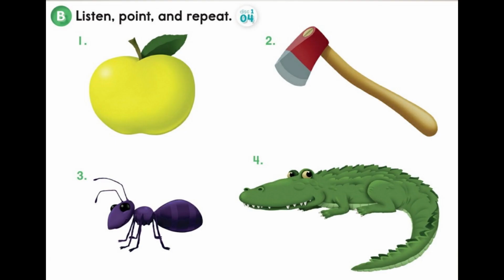Page 4. B. Listen, point, and repeat. 1. Apple. Apple. Apple. Apple. 2. Axe. Axe. Axe. Axe.